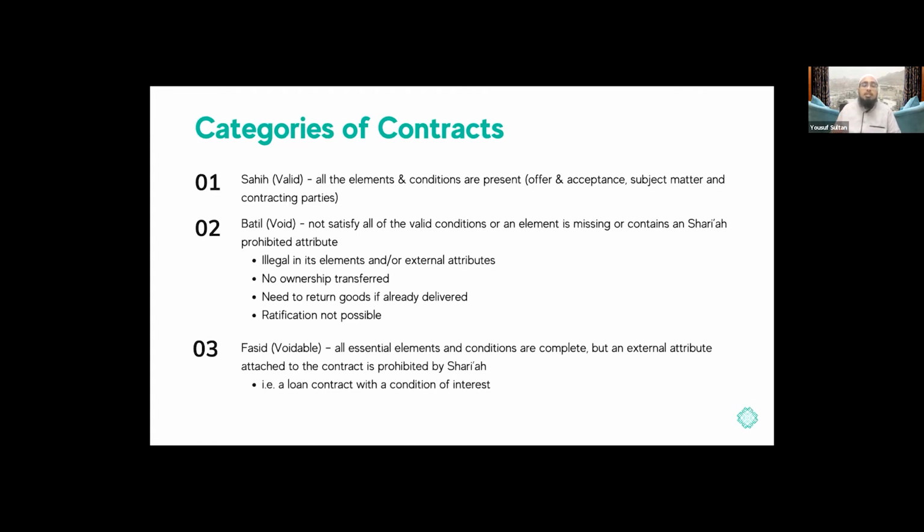Now there is another category which is fasid or voidable, which is basically mentioned by the Hanafi fiqh and some scholars, in which the core elements are fine, but there are some additional external elements because of which it became problematic. For example, a loan contract. A loan contract is fine, but an interest component has been conditioned. So this is fasid, or voidable. What it means is that if you remove the interest part, the contract becomes sahih. If you don't remove it, then it will become batil. So it's like in between. You still have a chance to rectify it.